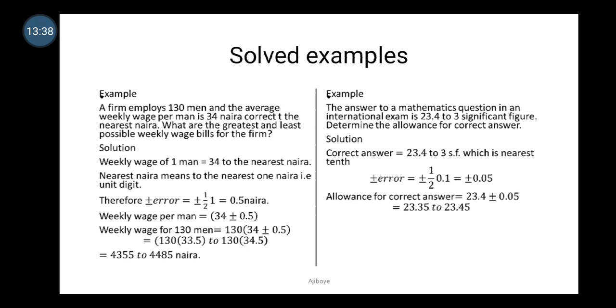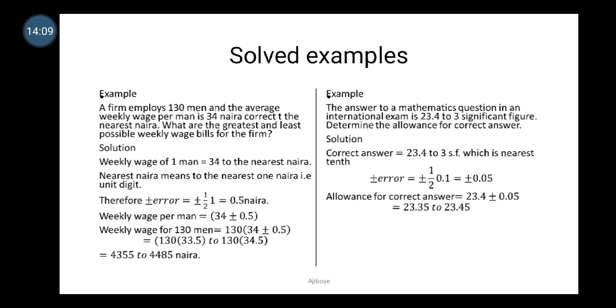That's all. Example 2. The answer to a mathematics question in an international exam is 23.4 to 3 significant figures. Determine the allowance for the correct answer. You can see that it is to 3 significant figures, and you will notice that this 3 significant figure is the 10th place value, the 10th degree.